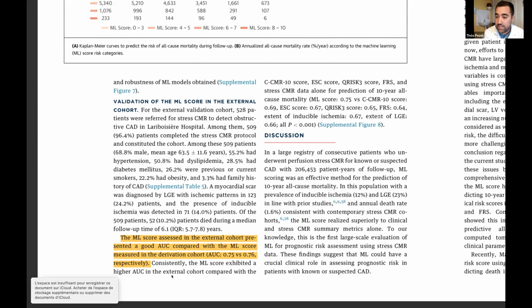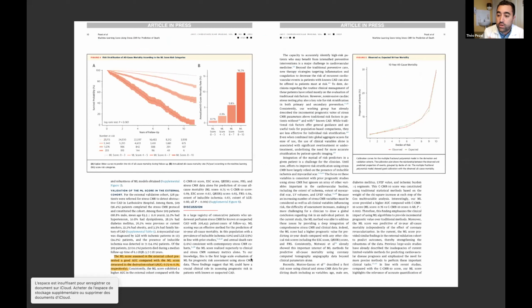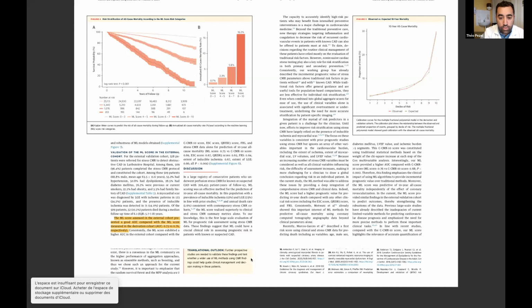So we used Lariboisière Hospital in Paris in different centers, and regarding the area under the curve, and if we check F1 score, precision, recall, and all other findings like that, it's pretty similar. It's 0.75 in the external cohort versus 0.76 in the index cohort. So this machine learning score seems strong enough to be applied to other cohorts.